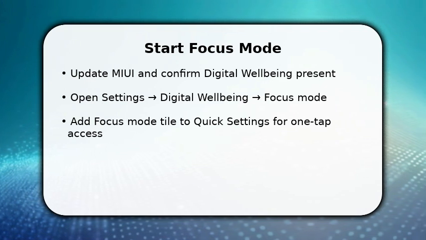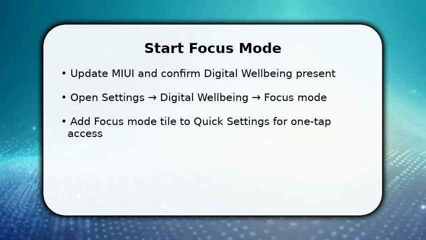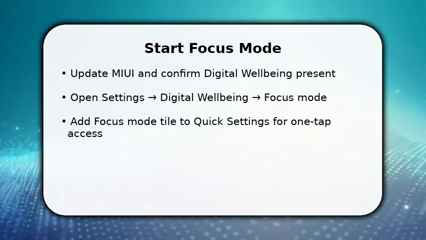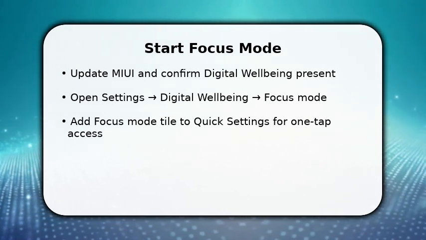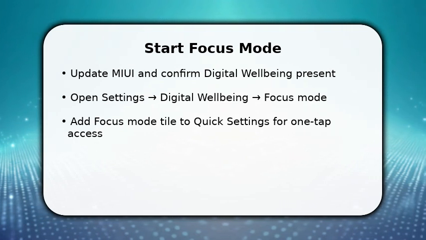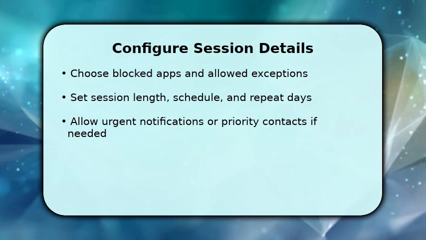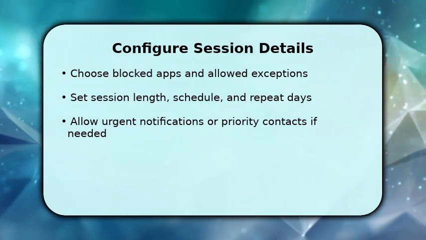Make choices based on what derails you most, social, games, or messaging, so the block is meaningful right away. Now you refine how Focus behaves. Select which apps are blocked and which are allowed. Those exceptions are critical because they let essential tools work.